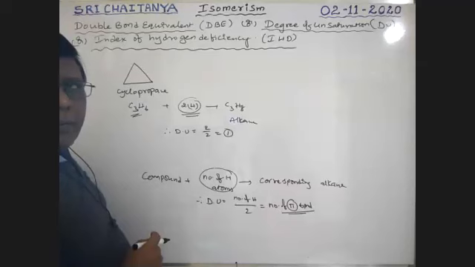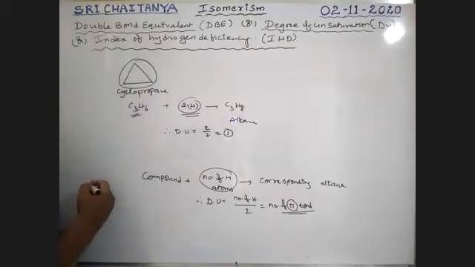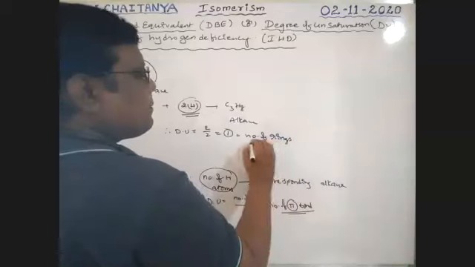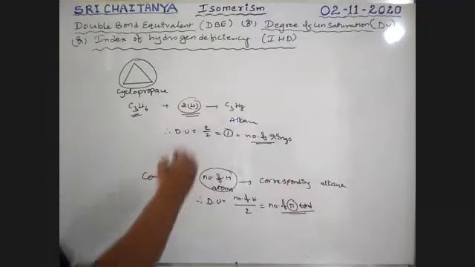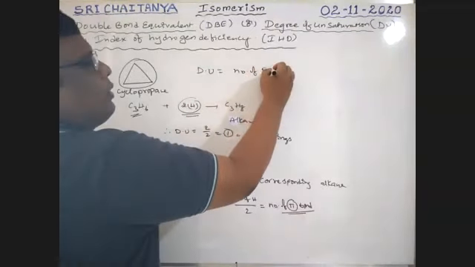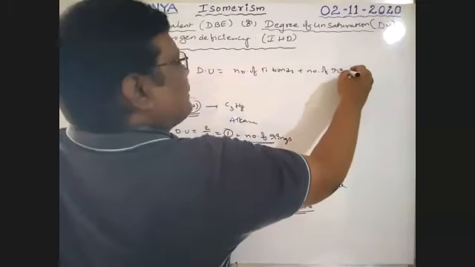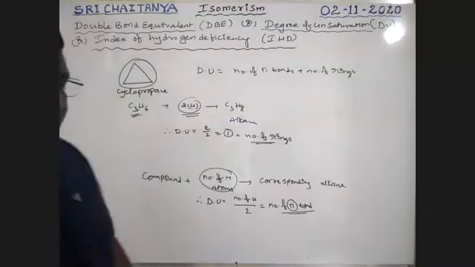So even though there are no pi bonds, how many rings are there? 1 ring. That is equal to the number of rings. Therefore, finally, degree of unsaturation is equal to number of pi bonds plus number of rings.